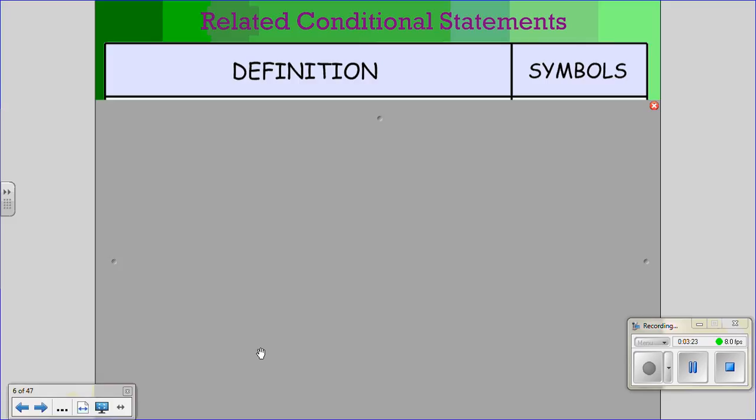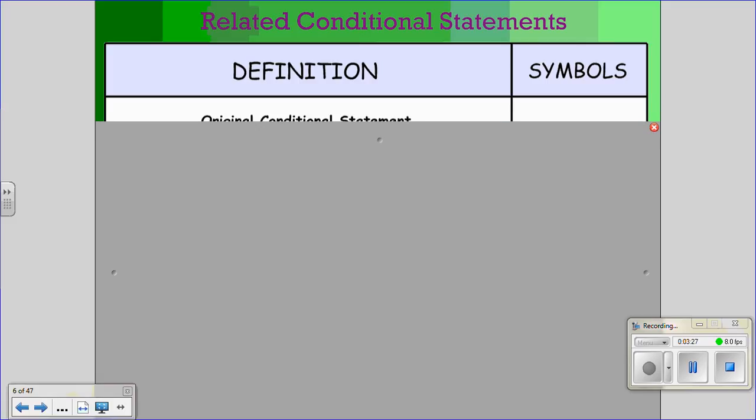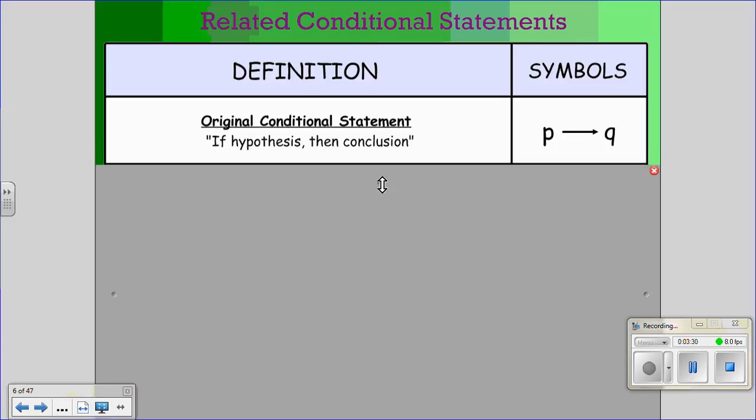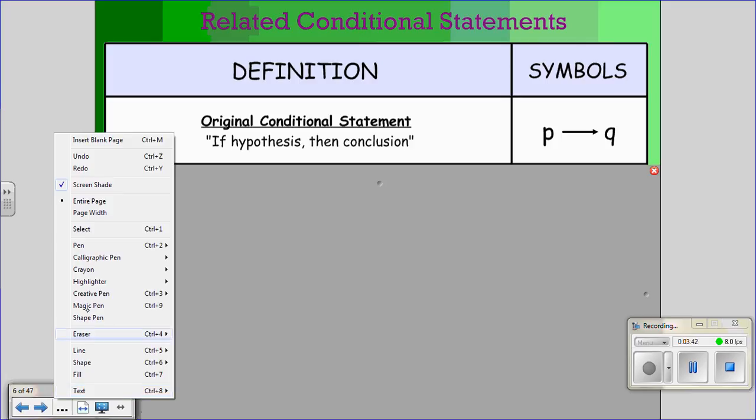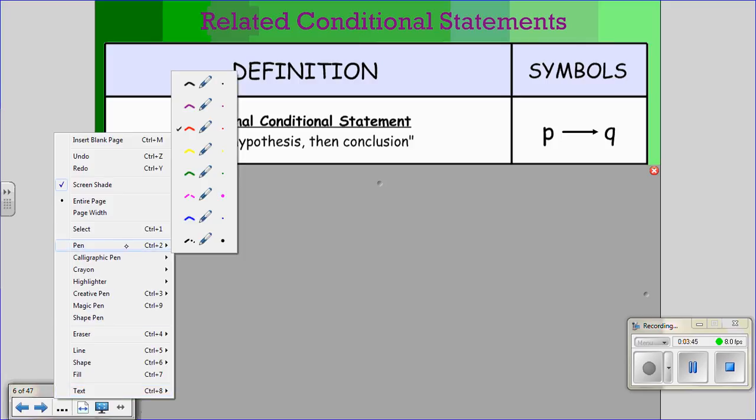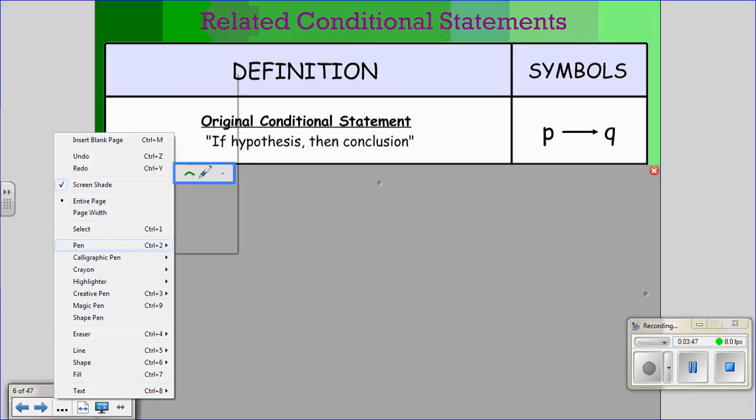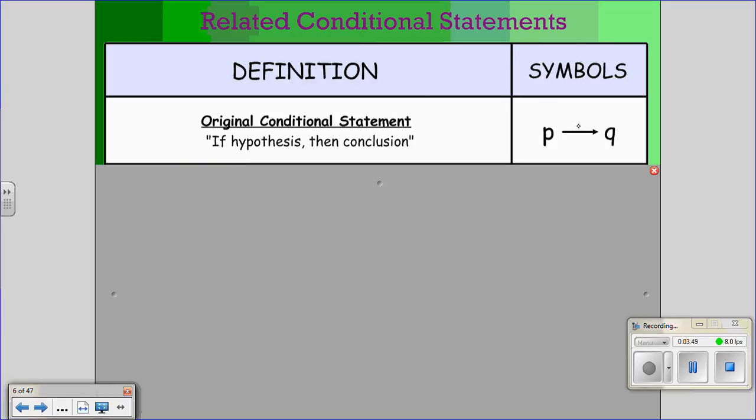Now we're going to start getting into some of the related conditional statements. Again, we have our original conditional statement, if hypothesis, then conclusion. In symbols, you're going to see me write P, and then that arrow stands for the word then or implies. So P implies Q.